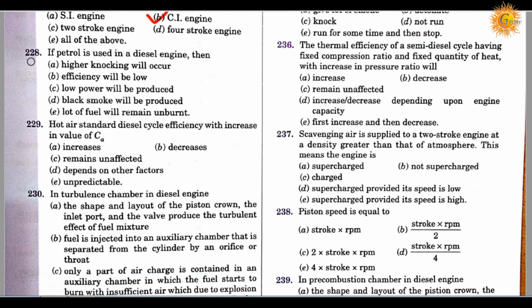Question number 228. If petrol is used in a diesel engine, then option A, higher knocking will occur; option B, efficiency will be low; option C, low power will be produced; option D, black smoke will be produced; option E, lot of fuel will remain unburnt. So the correct answer is A, higher knocking will occur.